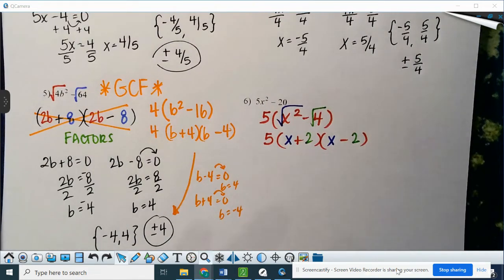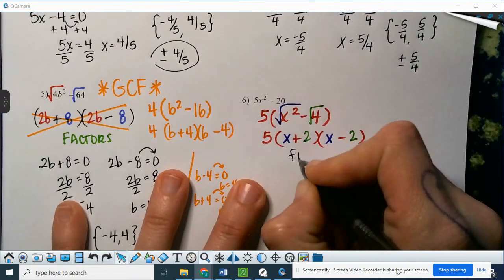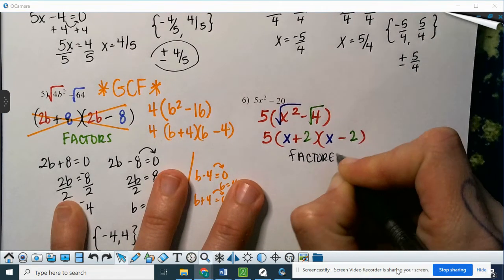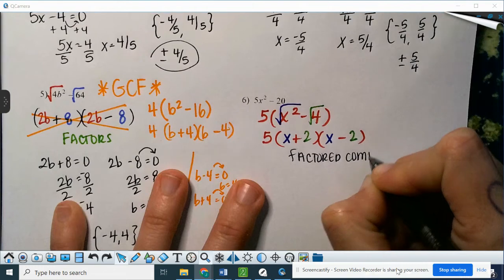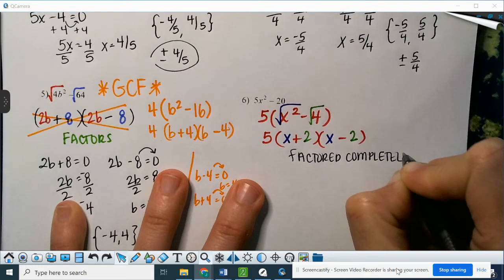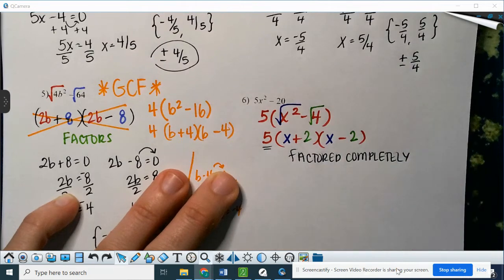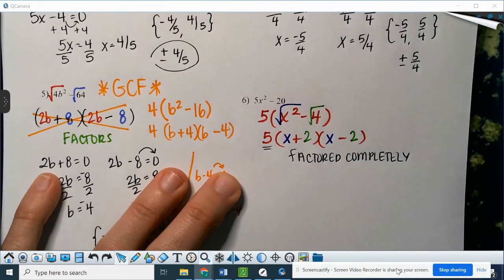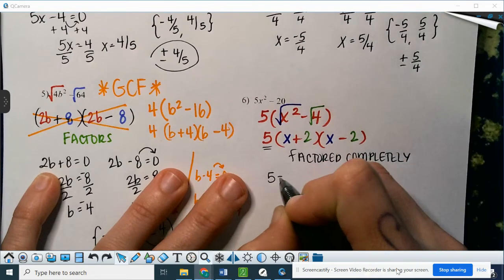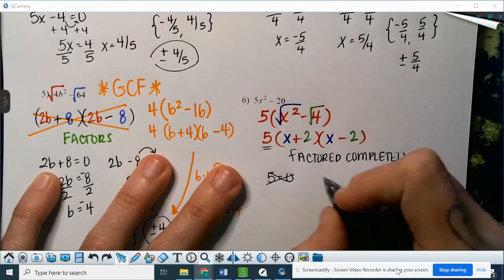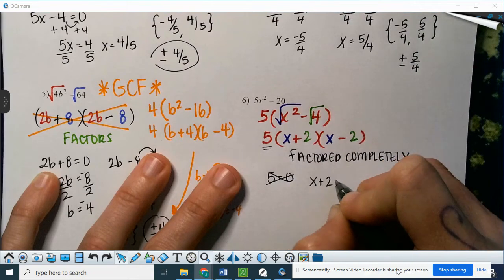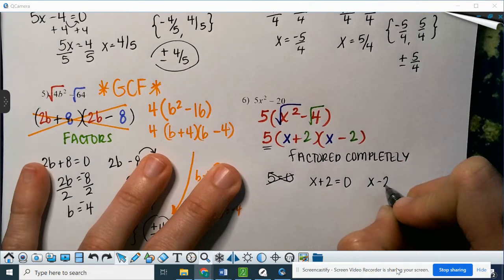This is factored completely and well done, not like our last one where I found our mistake after the fact. Sorry, guys. So GCF is always something you want to try to pull out before you factor completely if you want it to be correct for factoring. Now we're going to set them equal to 0. So 5 is nothing. It's never going to be 0. There's no way. So x plus 2 equals 0 and x minus 2 equals 0.